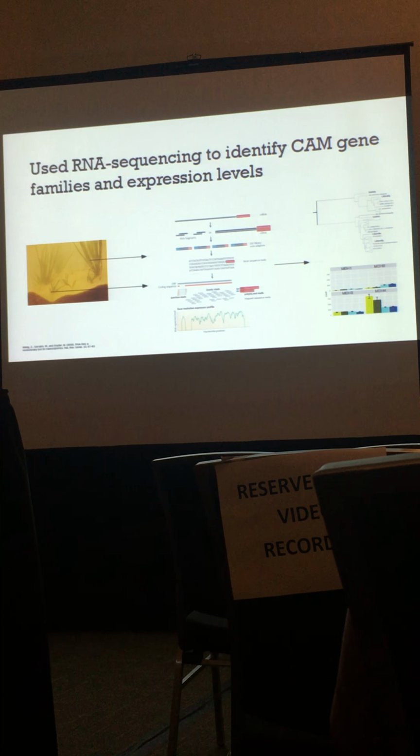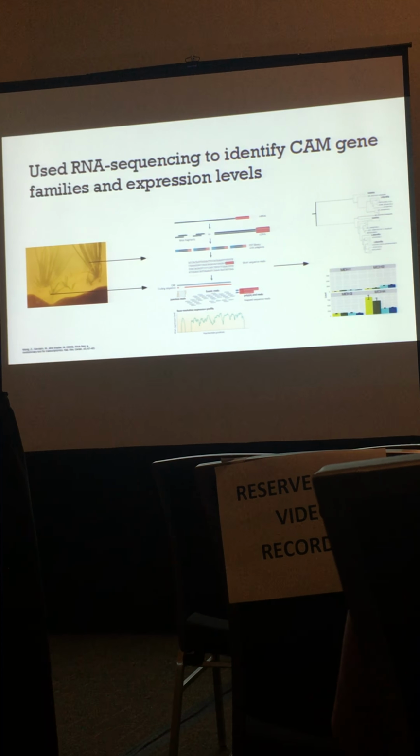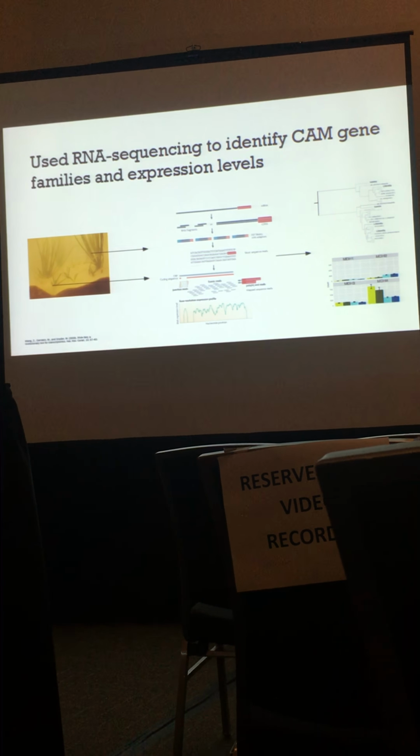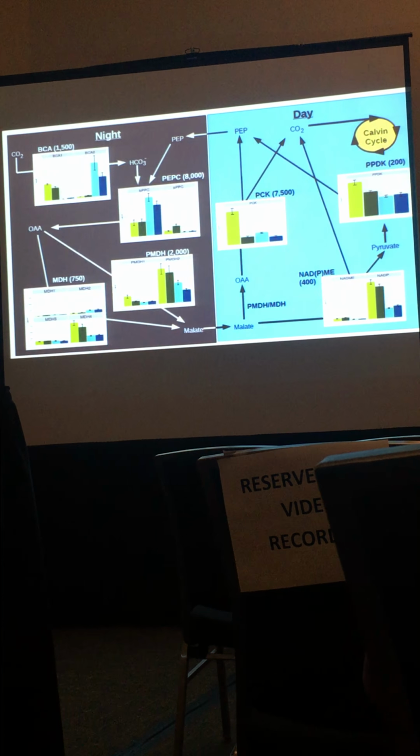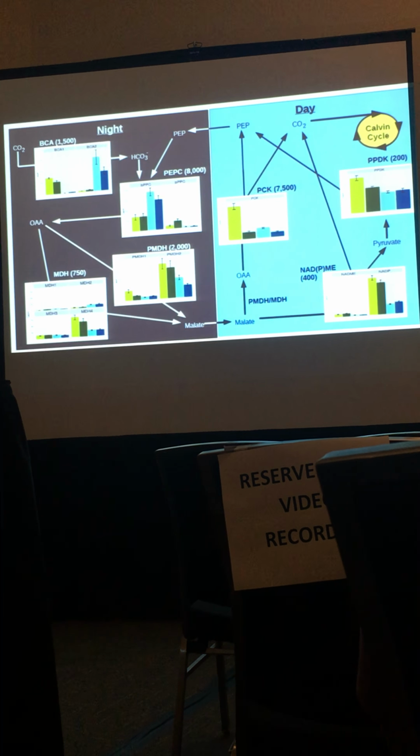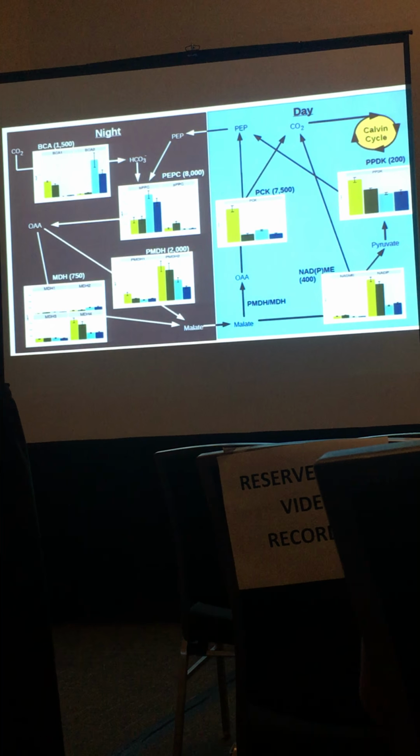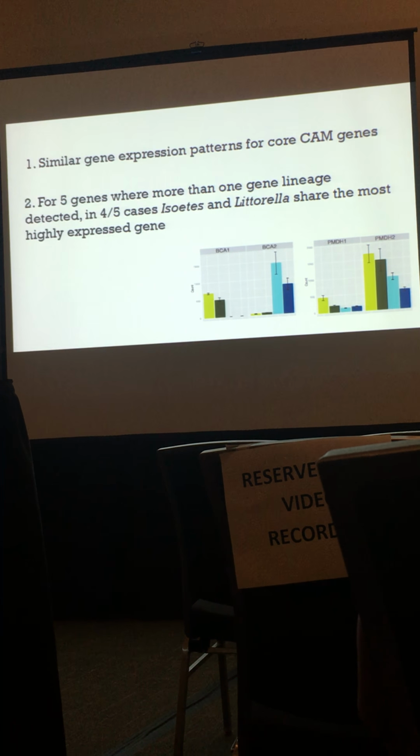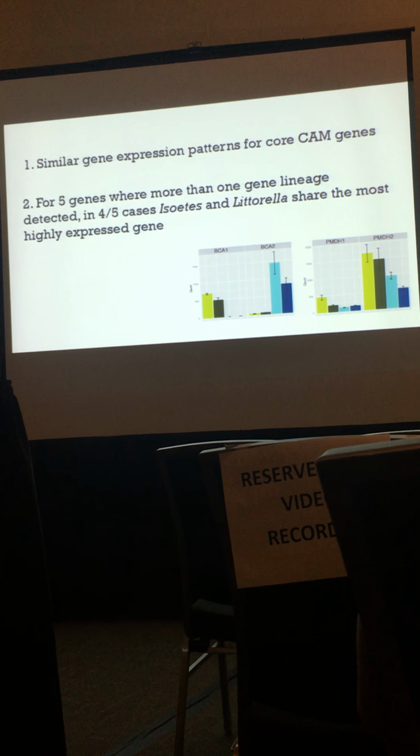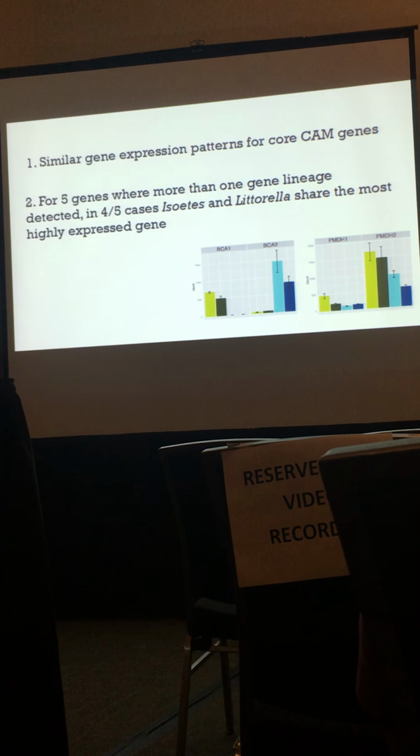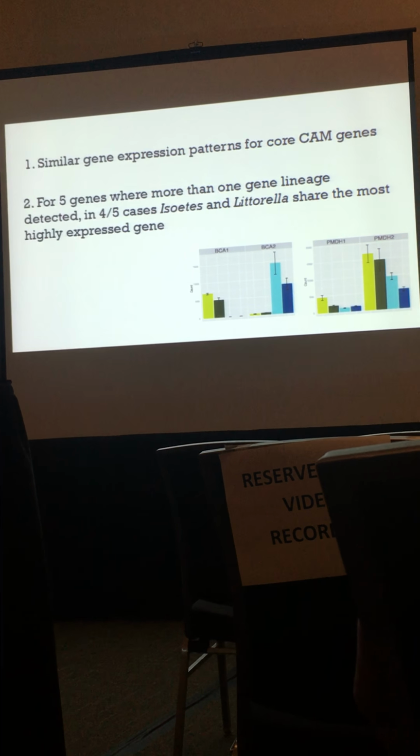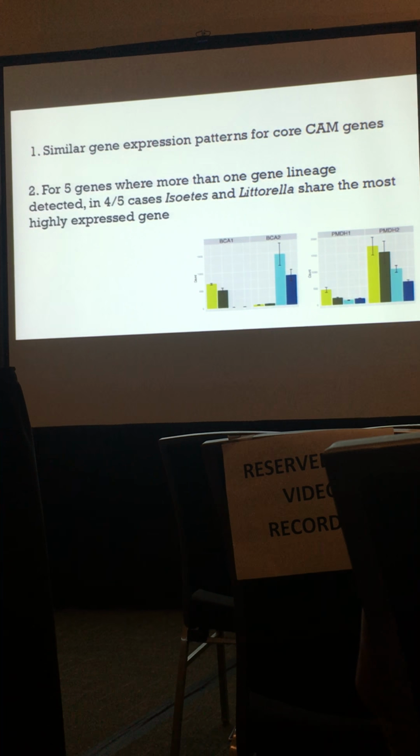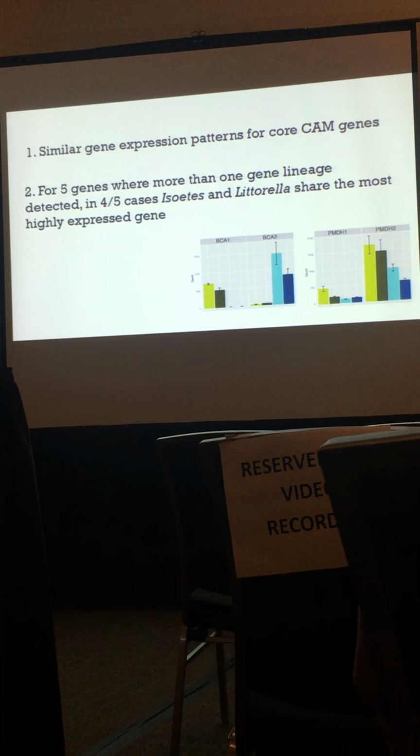We used RNA sequencing to identify the CAM gene families. We did RNA-seq, we built phylogenies of all the genes and looked at their expression levels. That's just a diagram of the CAM cycle. The green is Littorella and the blue is Isoetes. We won't go into that too much. The basic take-home conclusion is that there are broadly similar expression patterns for the core CAM genes. And in particular, for the 5 genes which I've identified so far, where there's more than one lineage detected in my transcriptomes, in 4 out of the 5 cases, Isoetes and Littorella share the most highly expressed gene.